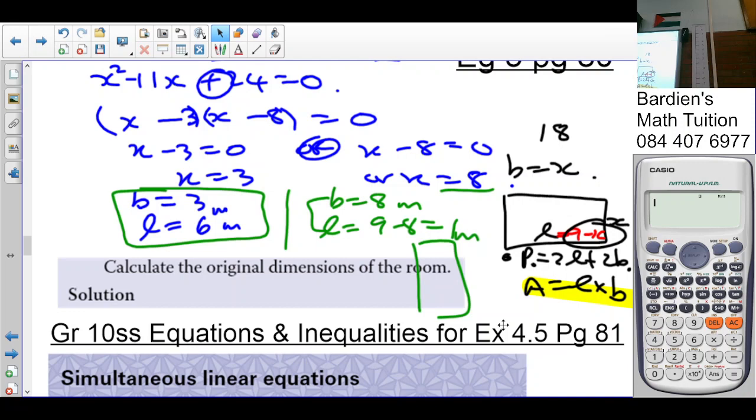So in terms of feasibility, or in terms of the real life situation, I think your breadth being 3 and your length being 6 would be the best representation of what's happening. Okay, so that you should be able to do exercise 4.5.